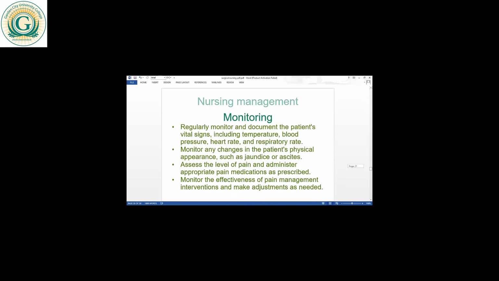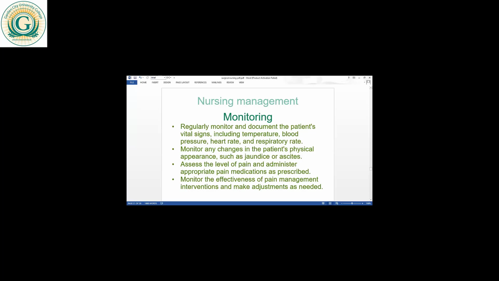Okay, so we come to the nursing management. Nursing management here, we mentioned monitoring. Regularly monitor and document the patient's vital signs, including the temperature, the blood pressure, the heart rate, and the respiratory rate. And then we monitor any changes in the patient's physical appearance, such as the jaundice and the ascites that we made mention of earlier as signs and symptoms. And then we assess the level of pain and administer appropriate pain medications as prescribed, because liver cancer comes with a lot of pain, excruciating pain.